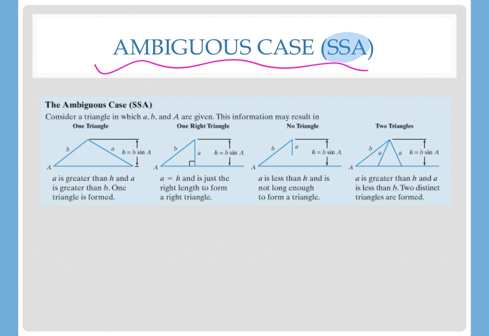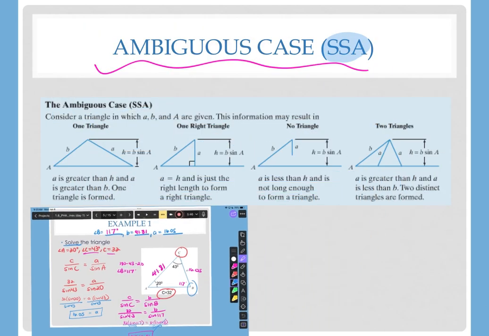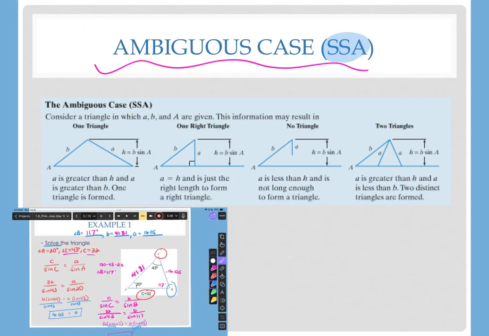So if you look back onto what we just had, this is what we just worked through. The information we were given was 2 angles and the non-included side. So this would have been angle, angle, side. The ambiguous case cannot happen with that, okay?